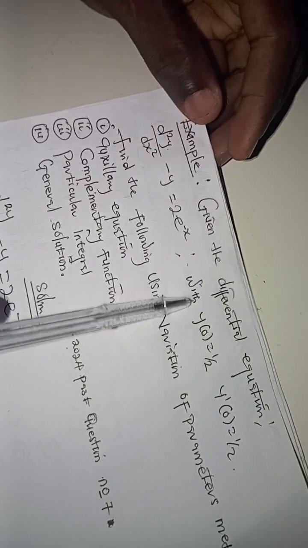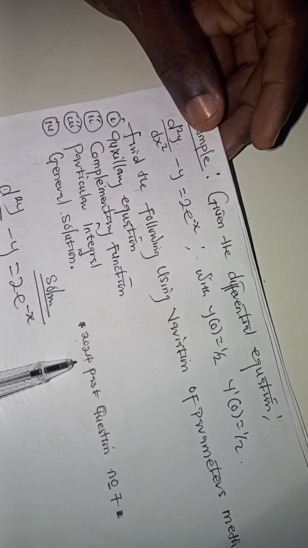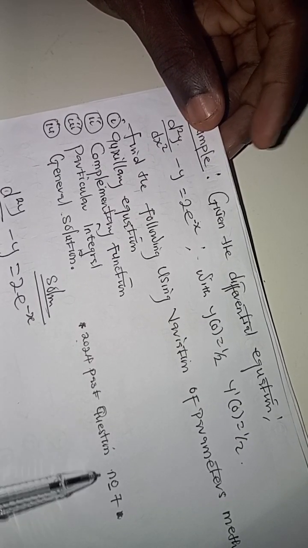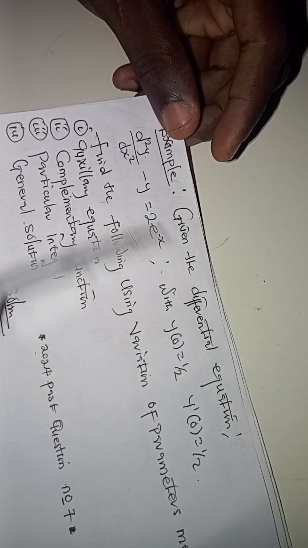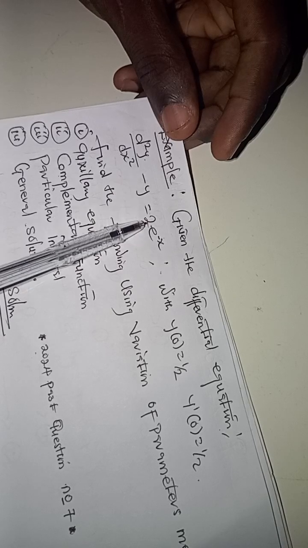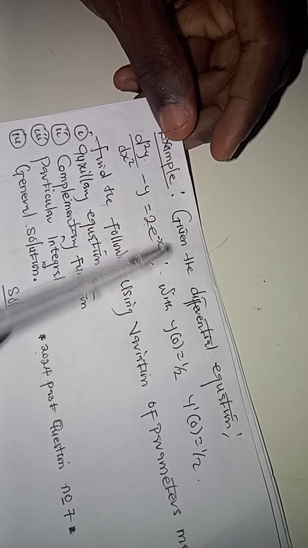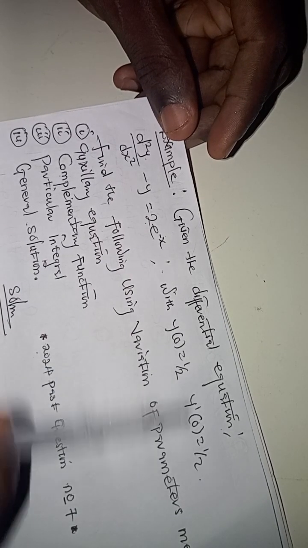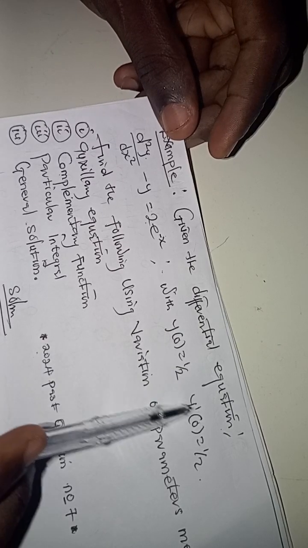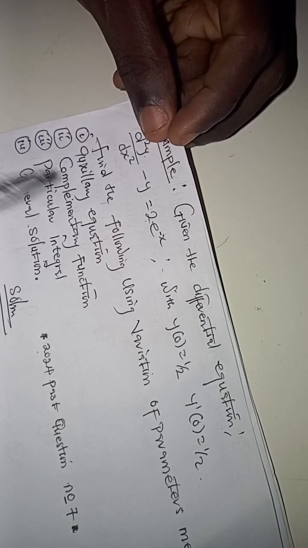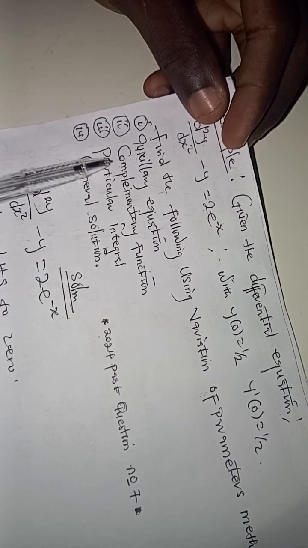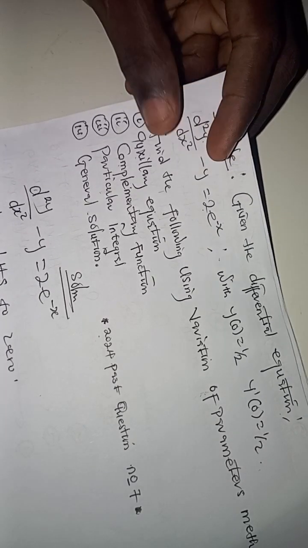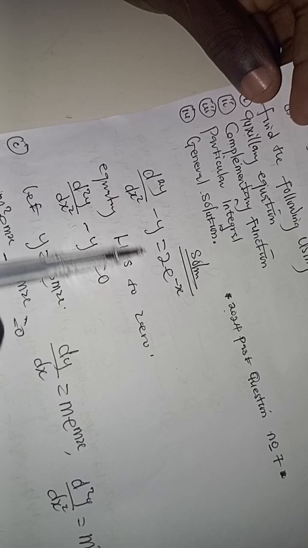All right, so we are given the question, which is 224 past question, engineering question number 7 of the mathematics questions. Given the differential equation d squared y over dx squared minus y equal to 2 exponential minus x, with initial conditions y of 0 equal to 1 over 2 and y prime of 0 equal to 1 over 2. We are asked to find, using the method of variation of parameters, the auxiliary equation, complementary function, and the particular integral, as well as the general solution. All right, so this is our expression here.